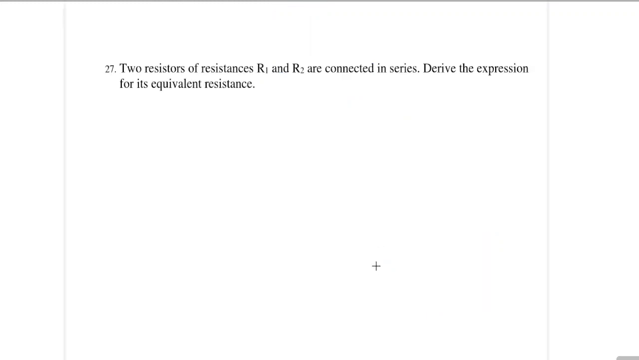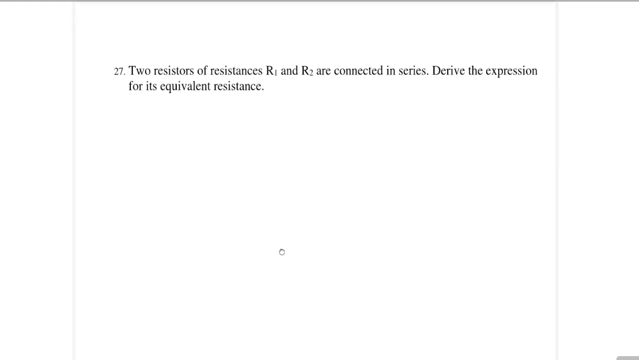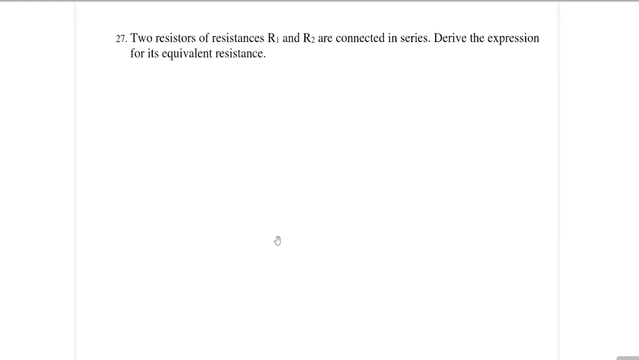Question 27 says, two resistors of resistances R1 and R2 are connected in series. Derive the expression for its equivalent resistance. So in this case, it's already given as R1 and R2 in series. Sometimes the question may tell you to just find the equivalent for some resistors or capacitors. If nothing is mentioned, it's up to the student, they could take 2 or 3. But the question says find for 2, then find for 2 resistors only.